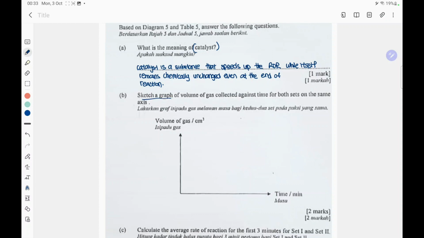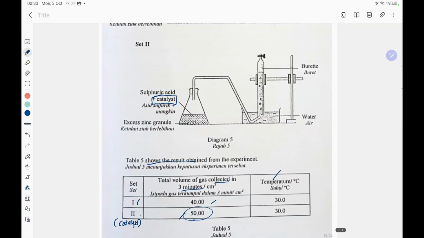Next, sketch a graph of volume of gas collected against time for both sets on the same axis, which means on the same graph you have to sketch for set 1 and set 2. Let's take a look again at the table. The first set has 40 cm cube in 3 minutes, while the second set has 50 cm cube in 3 minutes.